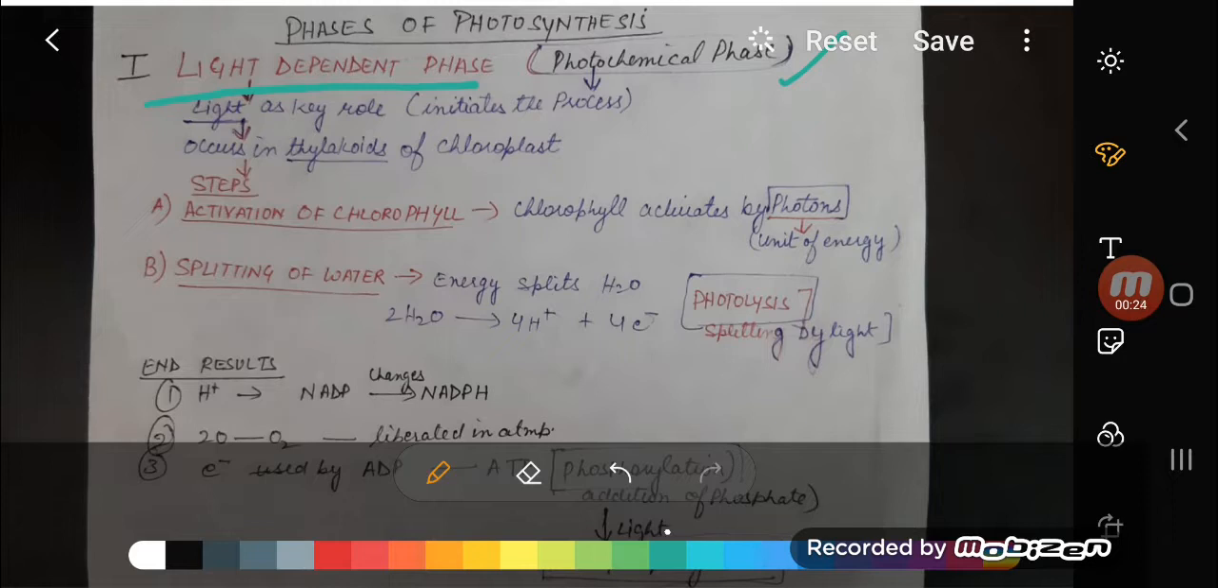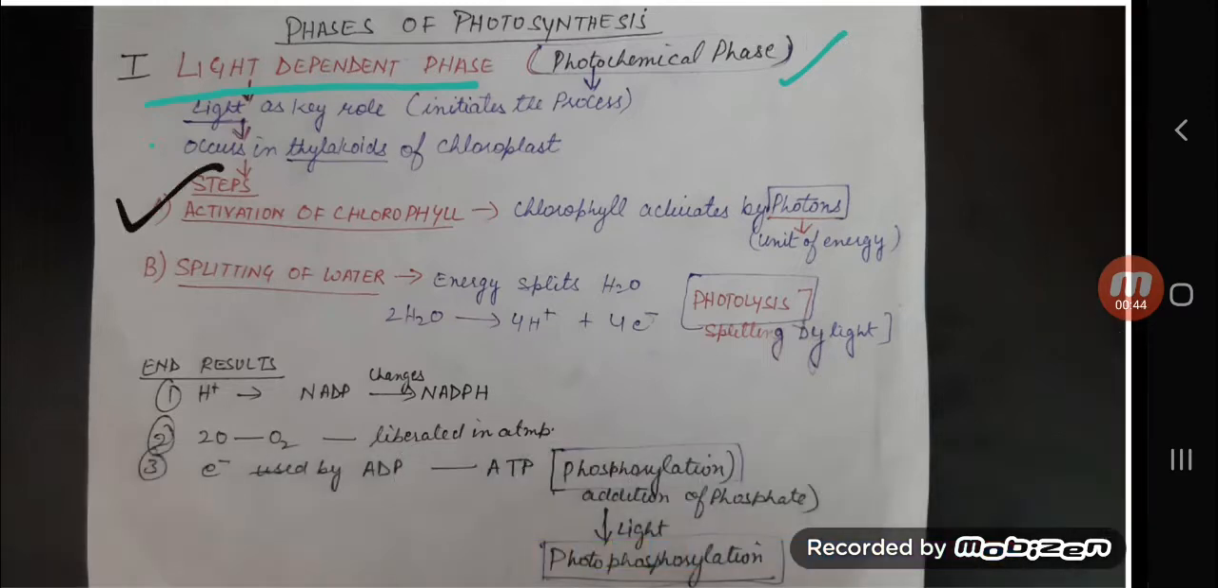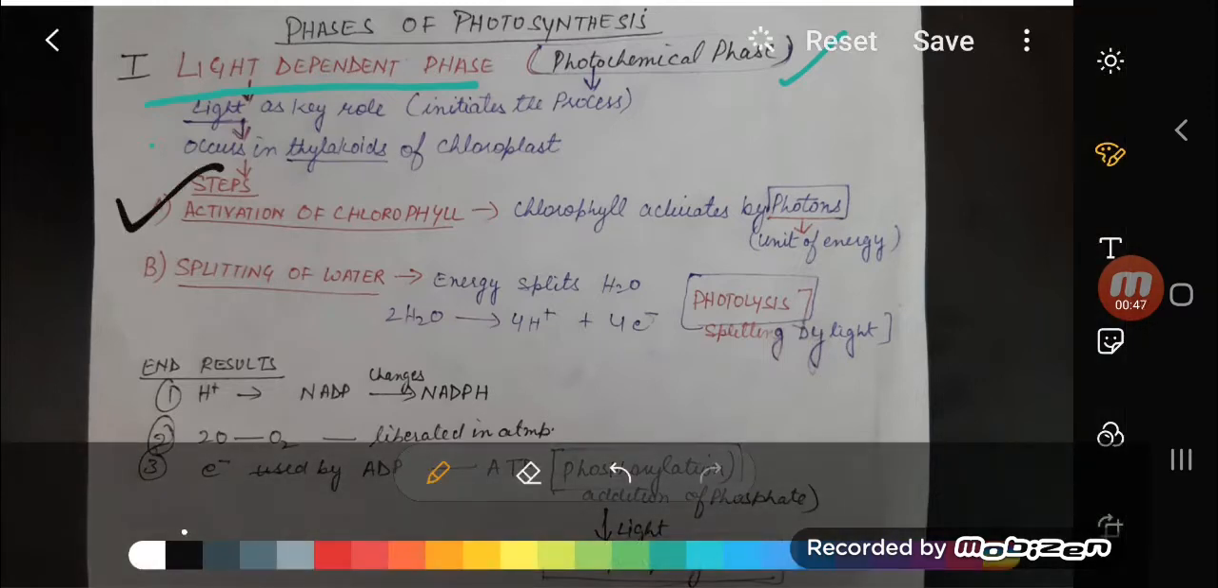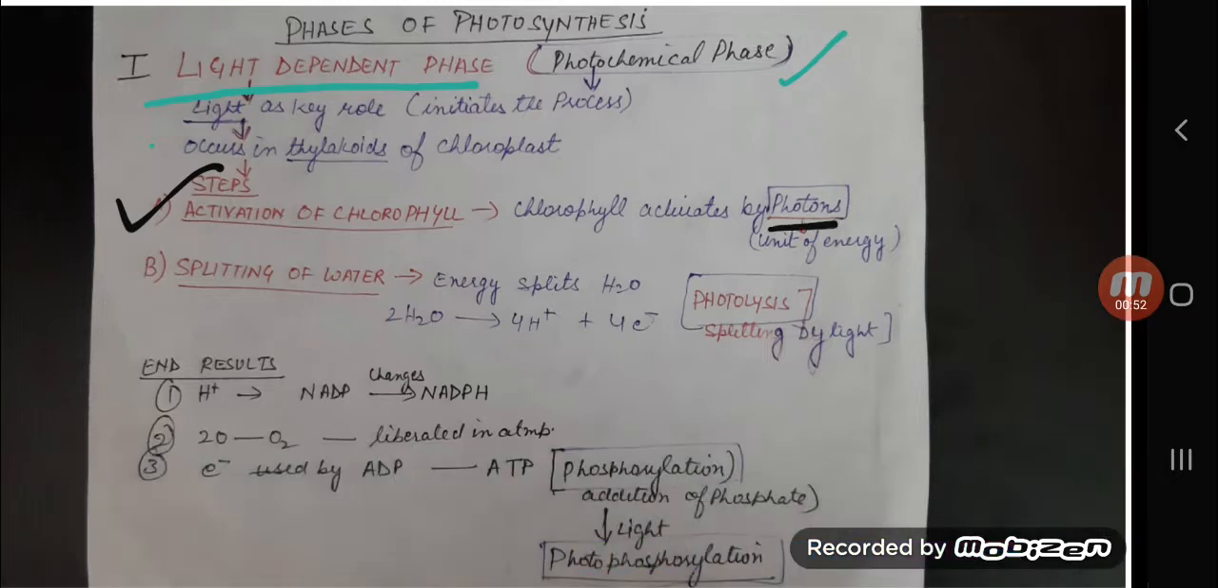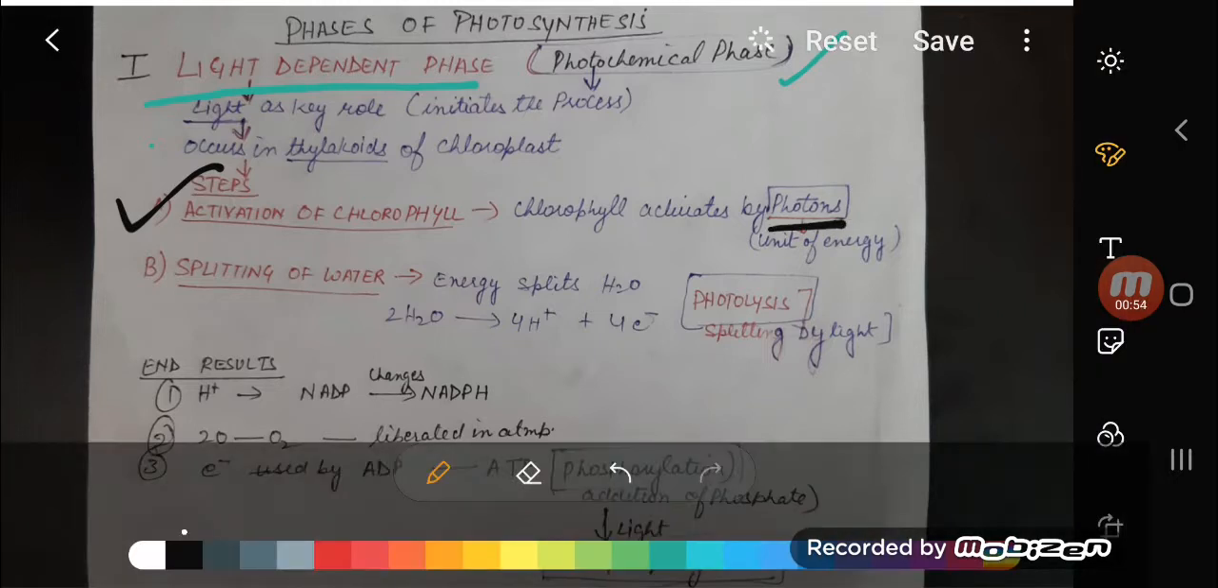Now the main process starts with the presence of light. So when light falls on the leaf, that is on the thylakoids of the chloroplast, the first thing that occurs is activation of chlorophyll. So the first step in this phase is the activation of chlorophyll. Chlorophyll is activated by the photons, that is, the particles of energy. They activate the chlorophyll pigment, and then the second process occurs, that is splitting of water.